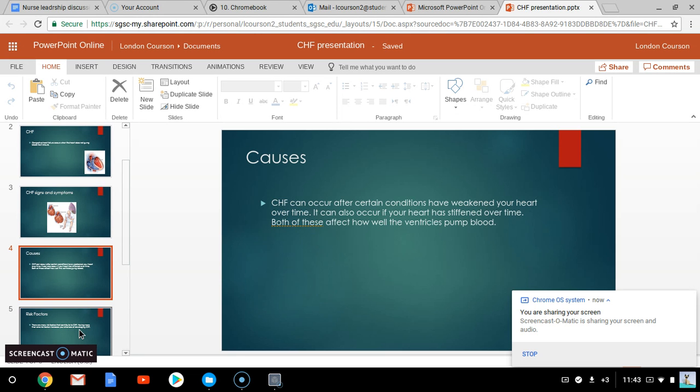CHF signs and symptoms can include shortness of breath on exertion, fatigue and weakness, edema in your legs and feet, rapid or irregular heartbeat, swelling of the abdomen, also called ascites, rapid weight gain because of fluid overload, and increased need to urinate at night.